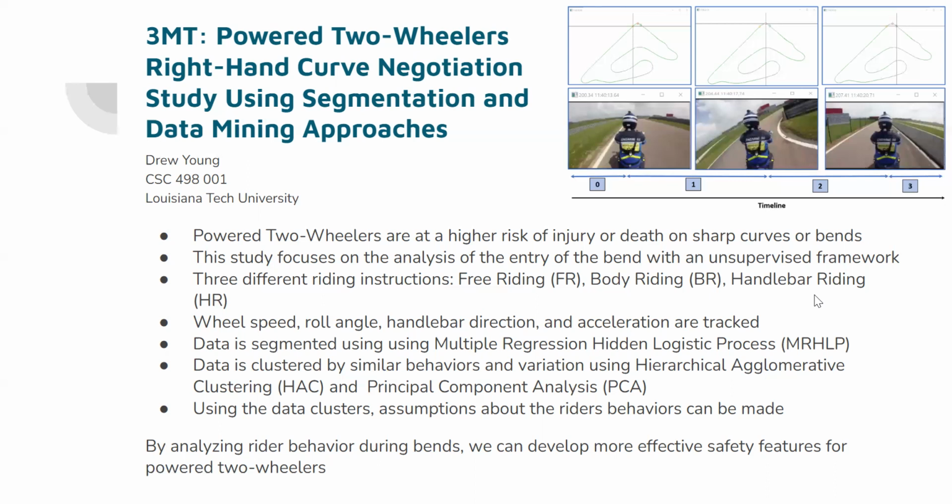This data allows us to read into different behaviors of the riders and the vehicles in the bend, and we can use this data to come up with better solutions that take these behaviors into account and develop more effective safety features, leading to reduced accidents and fatalities, making these powered two-wheelers safer on the road.